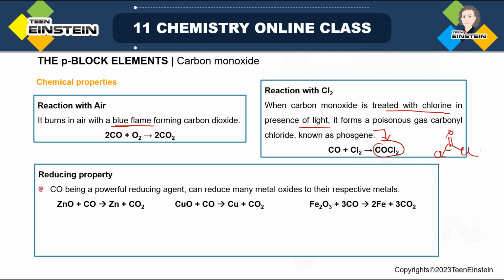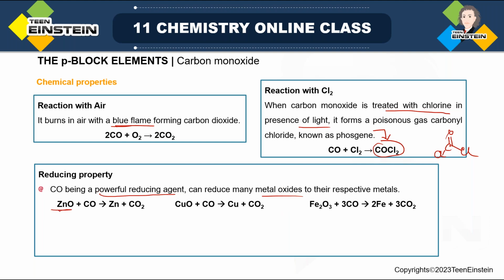It has reducing property, because if you compare CO with CO2, in CO2 it is +4 oxidation state, but here it is +2. So it can increase its oxidation state by donating electrons to some other species. It is a powerful reducing agent, and this reducing property of CO is utilized in metallurgy. It can reduce many different types of metal oxides and convert them to their metallic form.